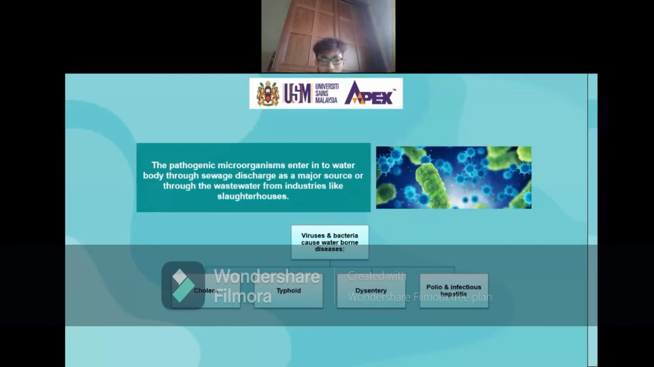Microorganisms such as bacteria, protozoa, and viruses can infiltrate into our water supply and can cause some diseases. Here you all can see some diseases that are caused by virus and bacteria. We have cholera, cholera is taun, and then we have typhoid, demam kepialu, and then we have dysentery, radang usus, and last we have polio and infectious hepatitis.